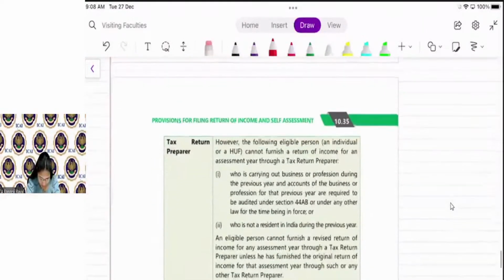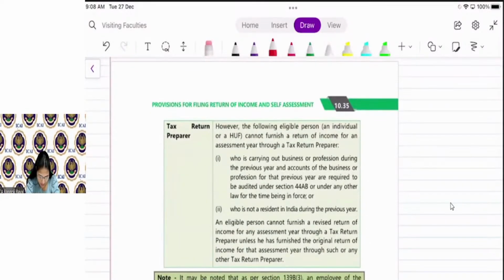Very good, Manish Shabin. However, the following eligible person, that is individual or HUF, cannot furnish the return of income for an assessment year through income tax return preparer if they are carrying on business or profession and their books of account are required to be audited, or those individual or HUF who is not resident in India during the previous year. So say for example, if you are an individual and you are non-resident, then you are not eligible to file your return of income through income tax return preparer.